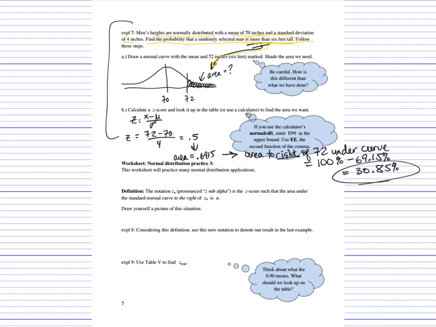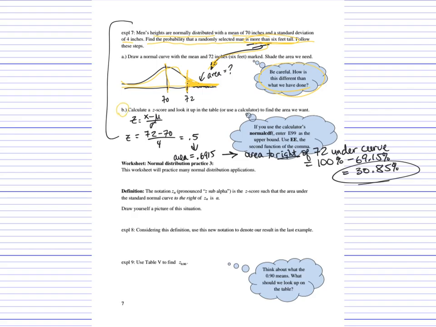So of course when I drew this, I have my normal curve, and I got my 70 marked, of course, in the middle. I got my 72 marked. That's the observation I'm interested in, right? But I want the probability that a randomly selected man is more than 6 feet tall. So it is this area to the right that I want. That is how it is a bit different than what we did before. So that's not a worry as long as I keep that in mind.